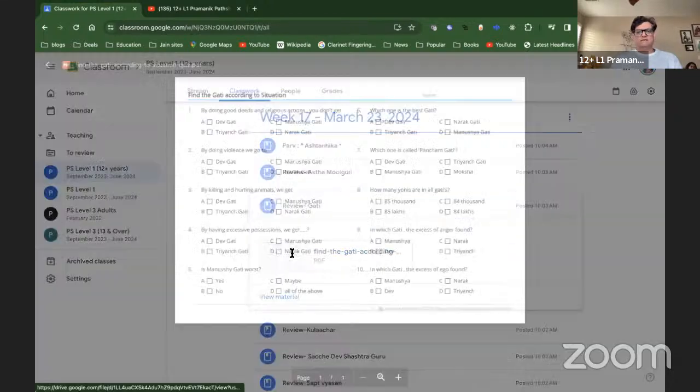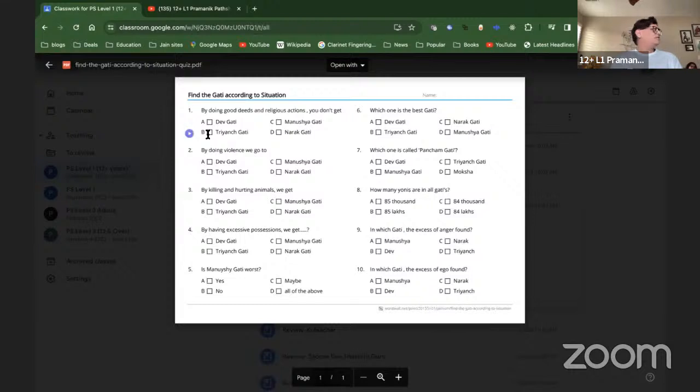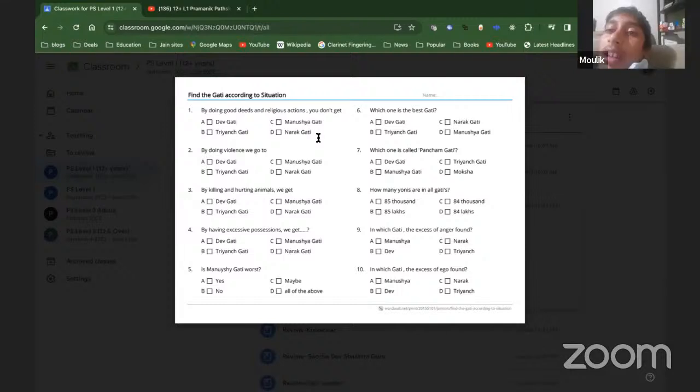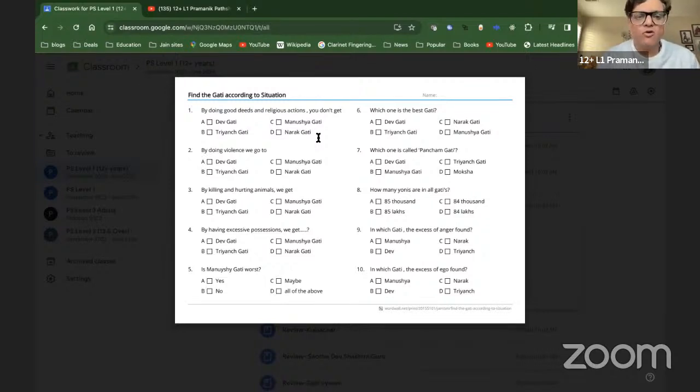Okay, 4 gatis. This is revision. We are just doing revision, okay? By doing good deeds and religious action, you do not get what? Out of the 4 gatis, which gati will you not get? Yeah, go ahead, Maulik. Narak gati. You will not get Narak gati. Very good. By doing violence, where would you go? If you do violence, primarily Sankalpi Hinsa, where would you go out of the 4 gatis?